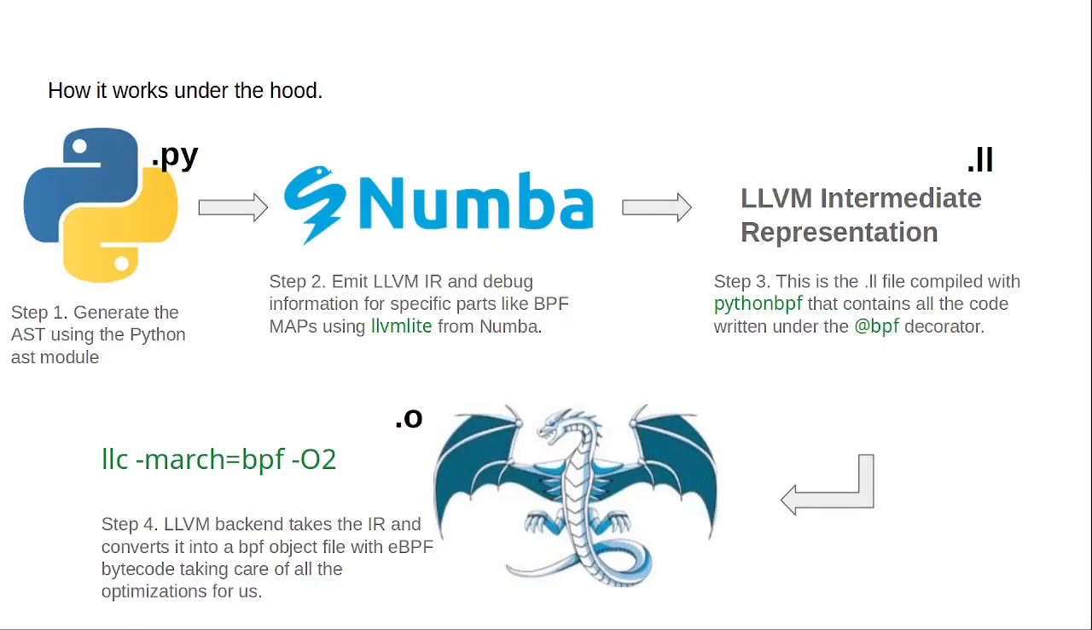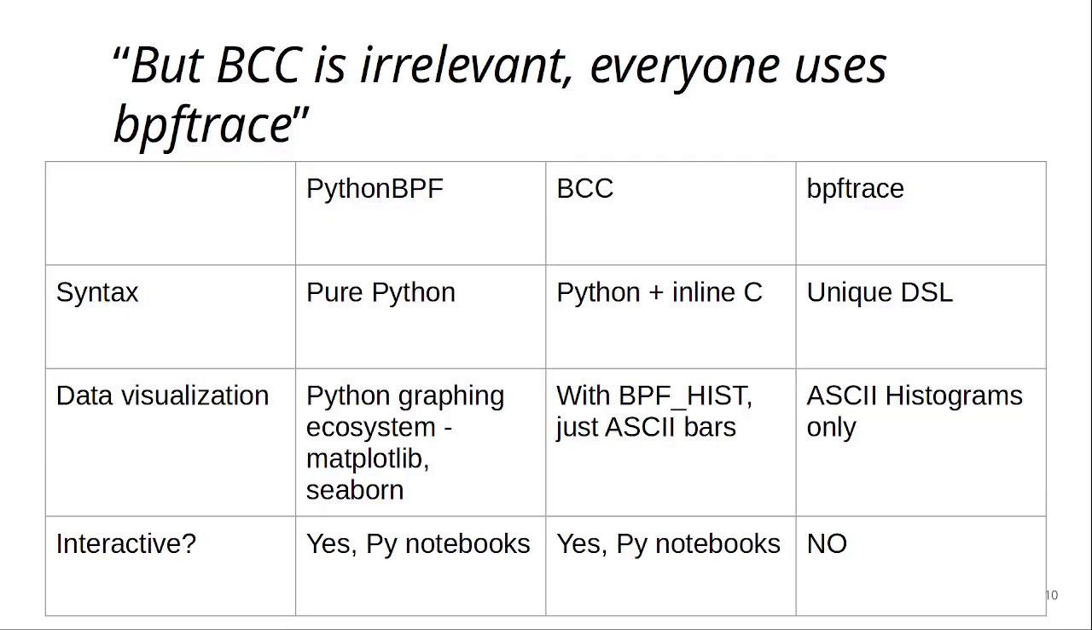PythonBPF works by generating the AST using the Python AST module, walking the AST, and emitting LLVM-IR using llvmlite and our processing logic, and then getting compiled to bytecode by the LLVM BPF backend. We can beat bpftrace too. Now, no one has to learn a domain-specific language to do their tracing. All they need to do is spin up a Python interpreter and everything can be written in Python.